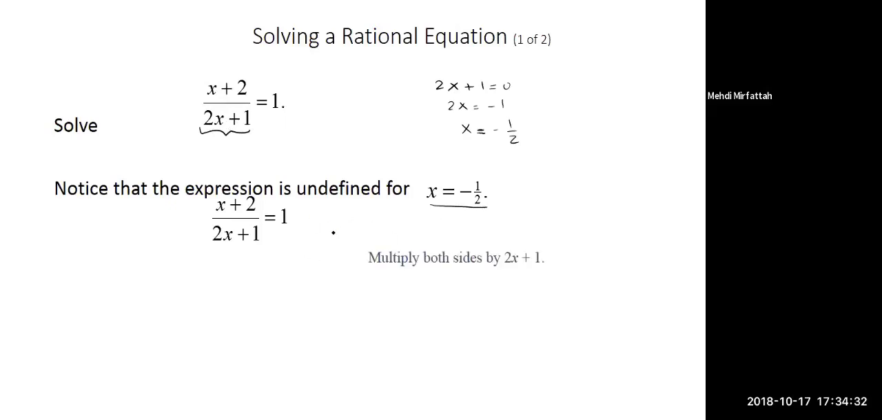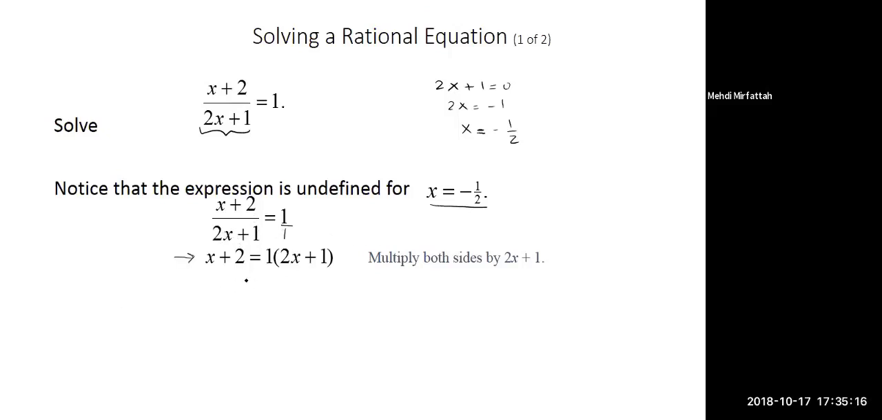What we need to do here is multiply both sides by 2x plus 1. Or in other words, you can look at it as a cross multiplication. This is like a proportion. You can cross multiply, so we have 1 times 2x plus 1 is equal to x plus 2. Or look at the whole picture here: the LCD is 2x plus 1. If I multiply by 2x plus 1, I eliminate the fractions.